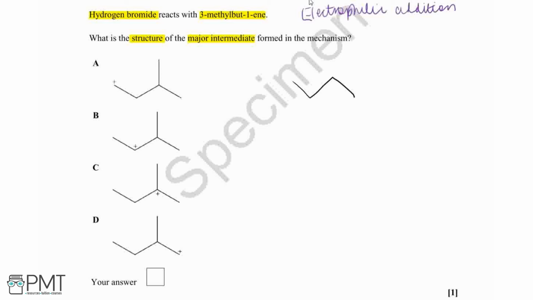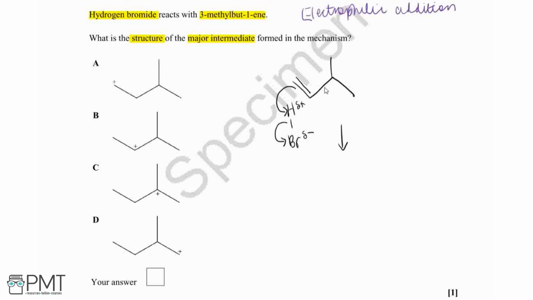So our 3-methyl-butyl-1-ene, we've got a 4-carbon chain, our double bond is across carbon 1 and 2, and we've got a methyl group on carbon number 3. So when we add our hydrogen bromide, we have the hydrogen orientated towards that double bond because of the dipoles, and we get our electron flow from the double bond to that slightly positive hydrogen.